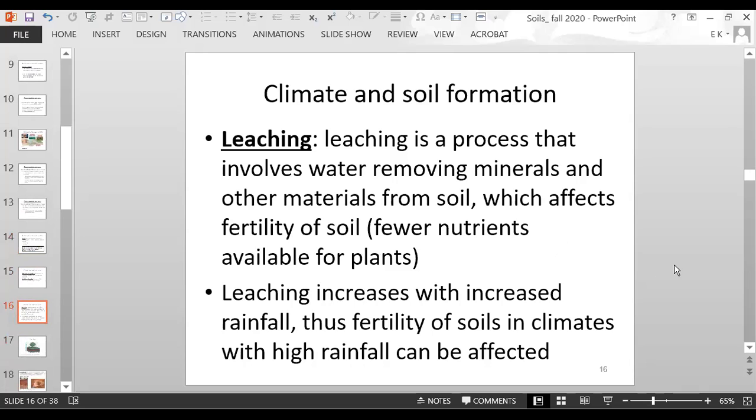Leaching is also related to climate. Leaching is a process that involves water removing minerals and other materials from soil, which affects fertility of soil. Because the removal of minerals means you have fewer nutrients available for the plants. Leaching increases with increased rainfall. Thus, fertility of soils in climates with high rainfall can be affected.